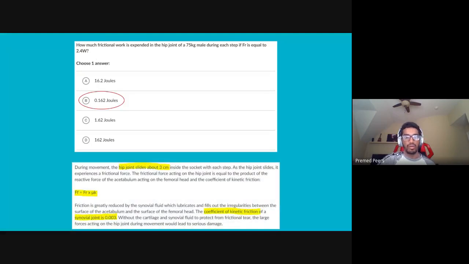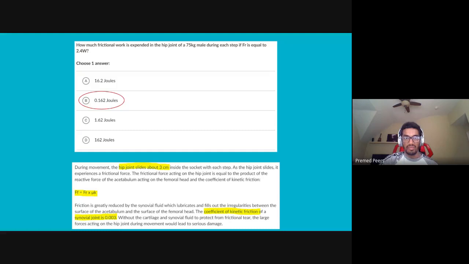Okay, so the place I started first in reasoning through this question is looking at work. Work is measured in joules, and that's why the answers are all in joules here. And that becomes really important because we have to convert through units here. Since work is force times distance, we need to look at how much distance happens in the hip joint movement. So we look into the passage and we see that the hip joint slides about 3 centimeters. And we convert that back into meters to get standard units, and we get 0.03.